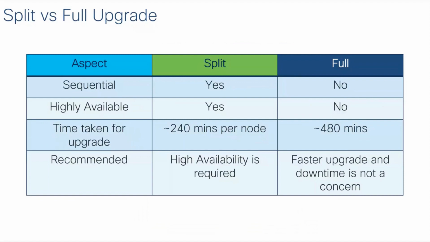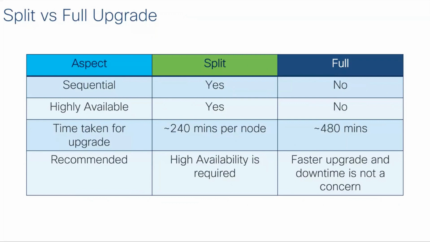Now that we have talked about the full upgrade process, the split upgrade process, and the upgrade flow, let's compare the split and the full upgrade process. The split upgrade process is sequential, which allows you to choose the nodes in sequence, and takes a little longer than the full upgrade process. The full upgrade process is not sequential. All the nodes except the PPAN get upgraded in parallel.